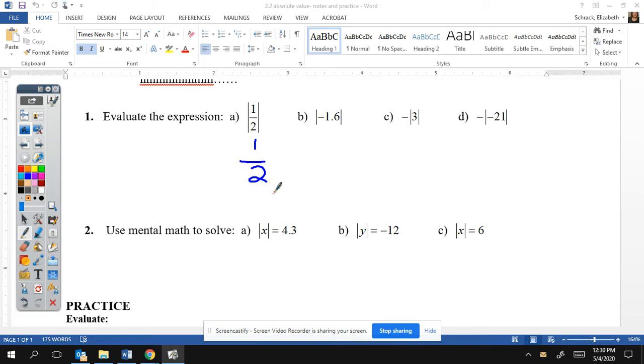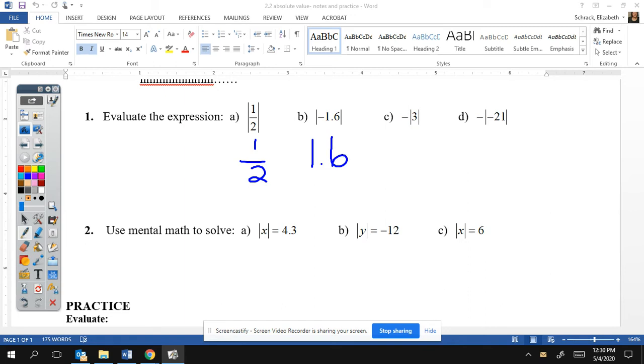B, the absolute value of -1.6. If we're thinking about a number line, -1.6 is 1.6 steps to the left of 0 on the number line, but nevertheless, it is still 1.6 steps away from 0.